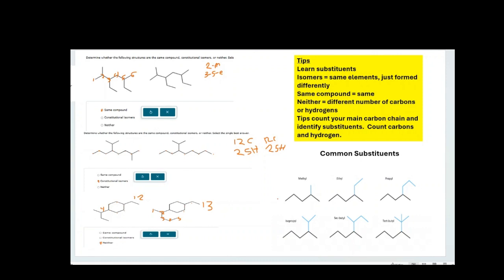So again, this takes some practice. You can develop your own systems to learn what works best. But again, you start with counting that main carbon chain, identifying your substituents, and then at the end, counting your carbons and hydrogens to see if they match up, and then how they're structured at the end. And if you have a difference, it's going to be neither.